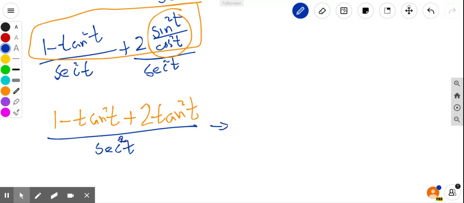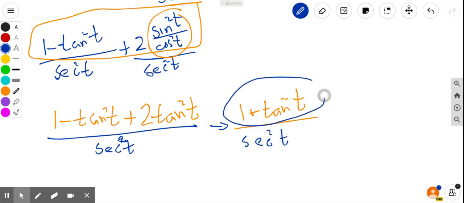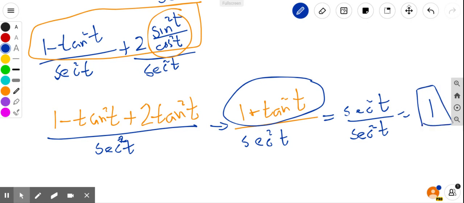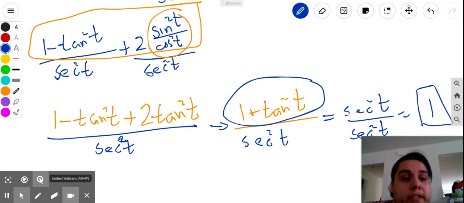So then from here, I get 1 plus tangent squared of t over secant squared. And I know I've seen this before. This is actually what I used for my substitution to begin with. So I can say this is just secant squared over secant squared. And lo and behold, I got the 1 again, right? Because this was my Pythagorean identity. So notice, I just found 2 ways to get the same answer.